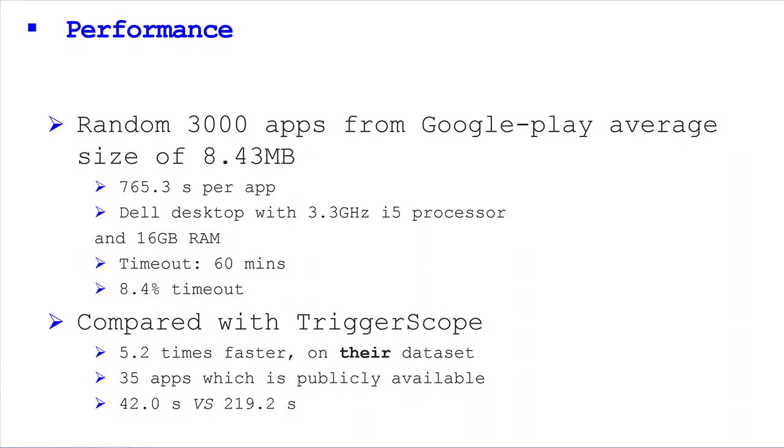And this is the performance of our system. To measure the performance, we randomly sampled 3,000 applications from Google Play. The average size of these applications is around 8 megabytes. On average, it costs about 760 seconds for one app. We also compare the performance of our system with TrickScope, and on their data set, our system is about 5 times faster.